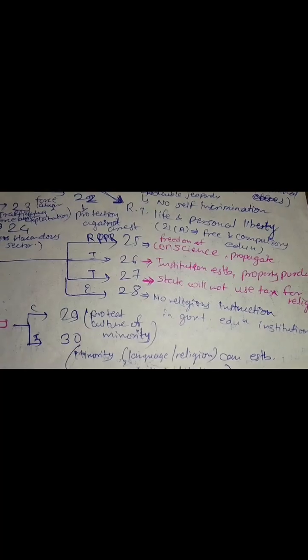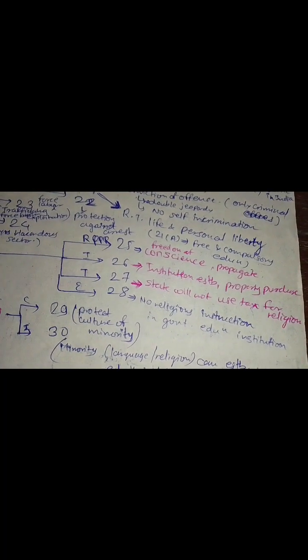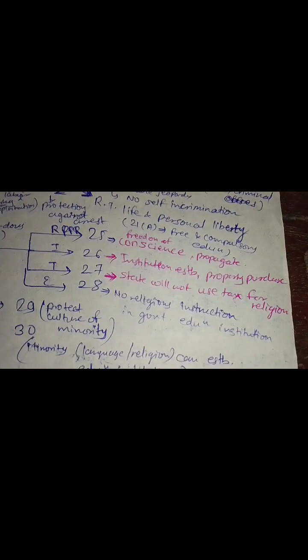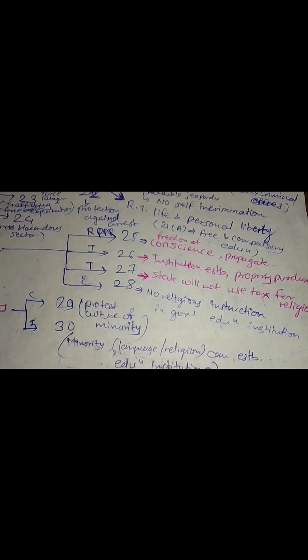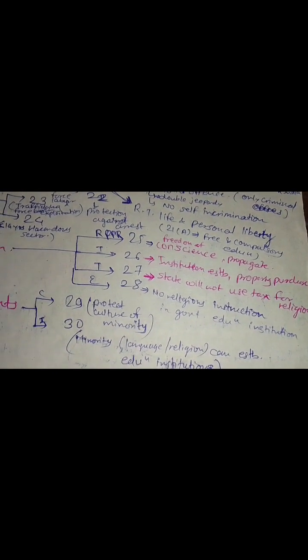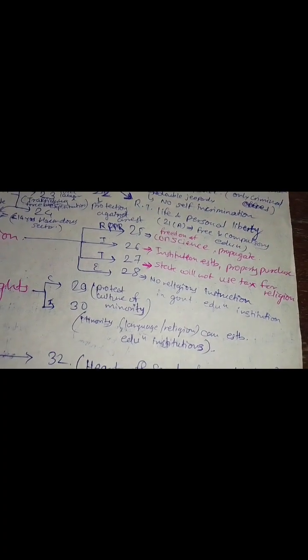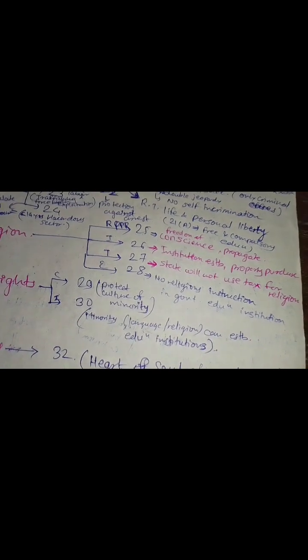Then Article 26 talks about establishment of institutions and property purchase. Any religious institution can be established under this article. Then Article 27 says that the state will not use tax for religion. The state cannot use the collected tax for any religion. This should be used only for social welfare or nation building and development of our state and region, but it should not be used for any religion because we are a secular country.